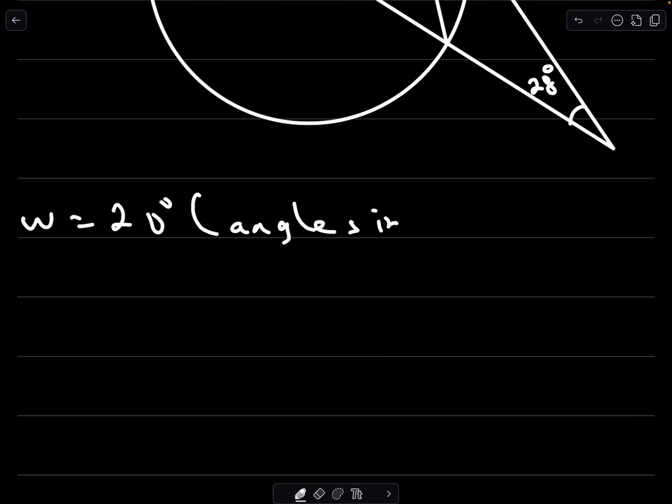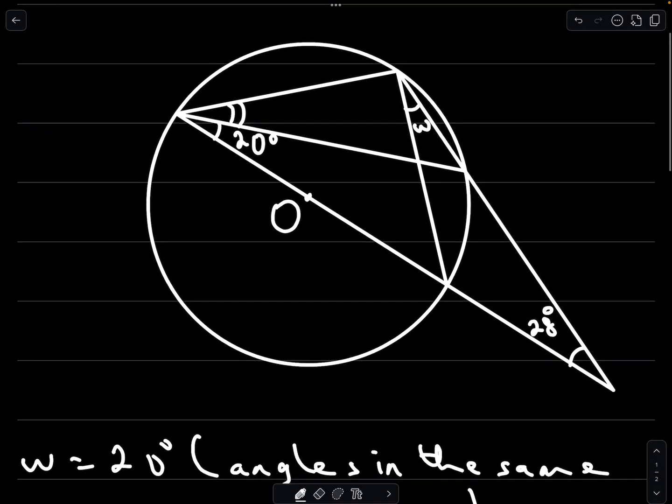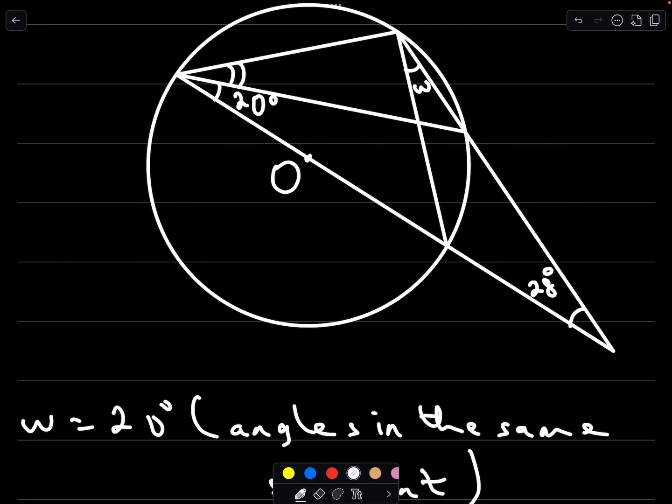Angles in the same segment. Now, what's the trick for identifying that?